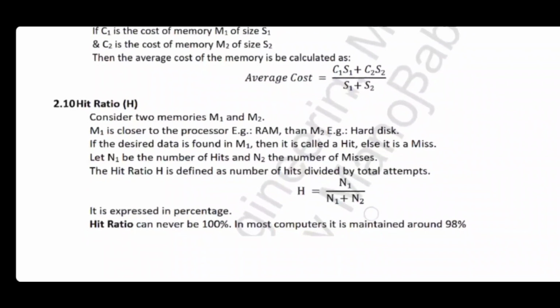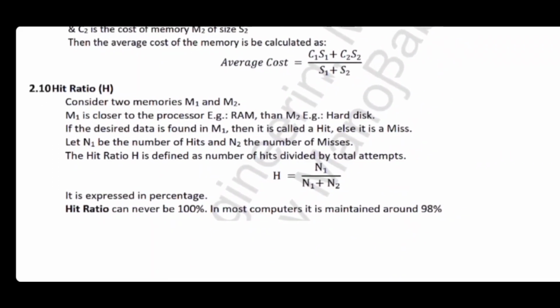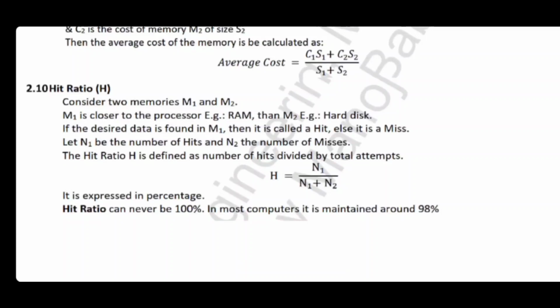Then the last memory characteristic is the hit ratio, capital H. In order to understand the hit ratio, we have to consider two memories, M1 and M2. M1 is closer to the processor than M2. Let M1 be RAM and M2 be hard disk, something like that. M2 is far away from the processor.